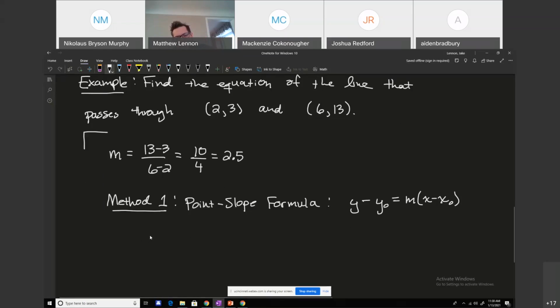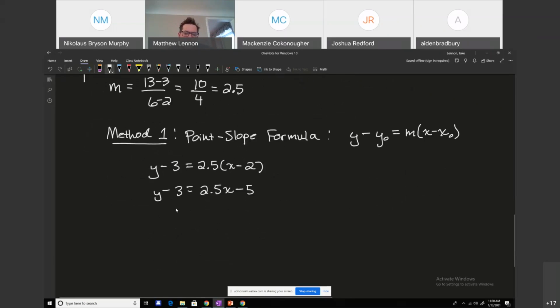So I'm going to use (2, 3). So I'm going to have y minus 3 equals my 2.5 slope times the quantity x minus 2. And then usually they'll want your answers in function form or in slope-intercept form, which basically means expand the right-hand side and then add 3. So we're just solving for y. So y minus 3 is 2.5x minus 5, distributing the 2.5. And then we'll add 3 to both sides. So I get my slope-intercept form as y equals 2.5x minus 2. So that's method 1, using point slope formula.